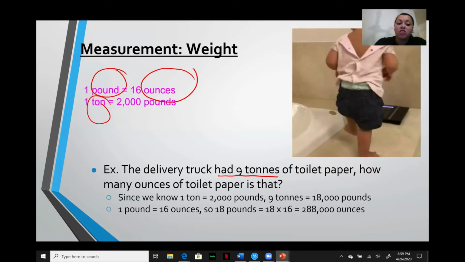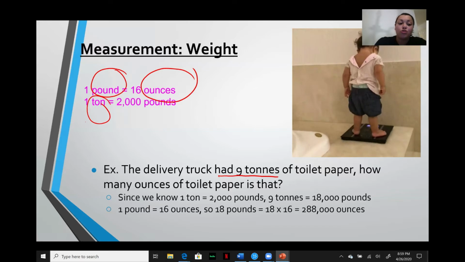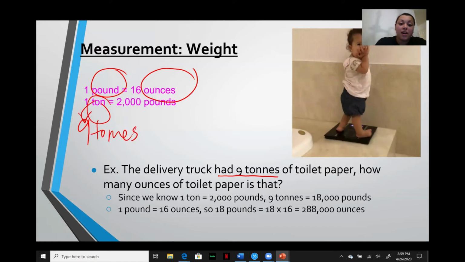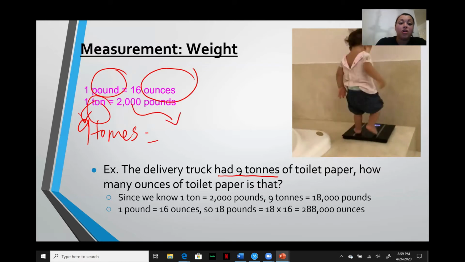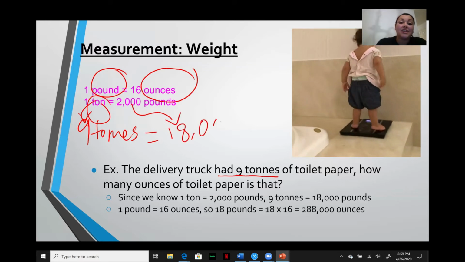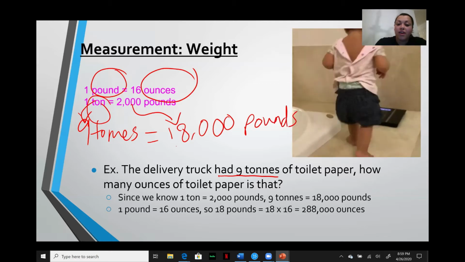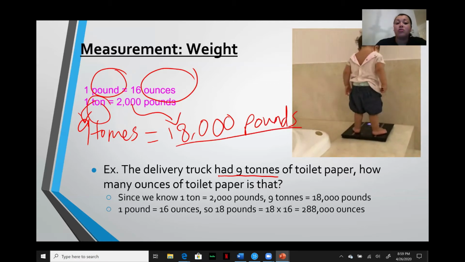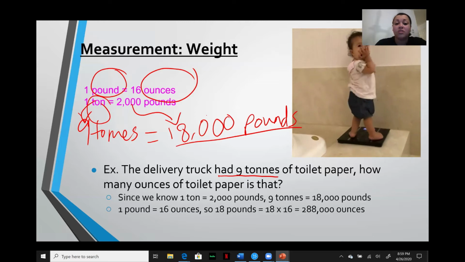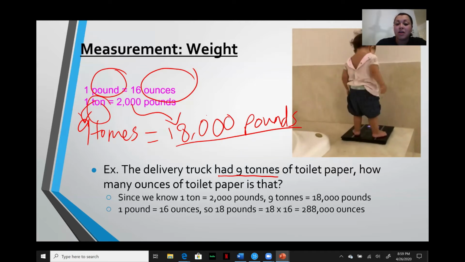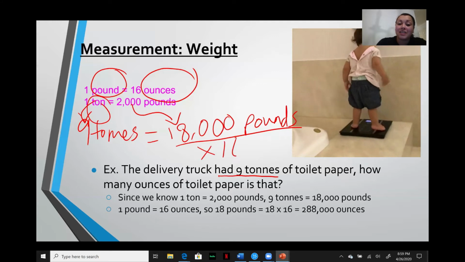So I know that each ton is 2,000 pounds. So that means that 9 tons, again, I'm going to multiply by 9. So I multiply by 9 here. So that means 9 tons is 18,000 pounds. So I'm still trying to convert from pounds to ounces. I know that each pound has 16 ounces. So I'm going to multiply this by 16.